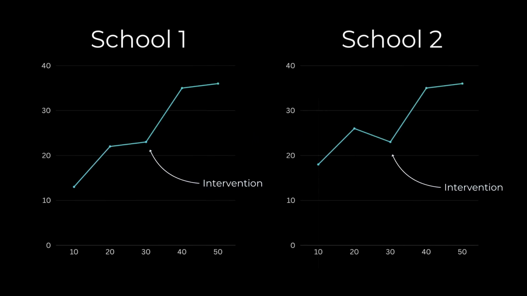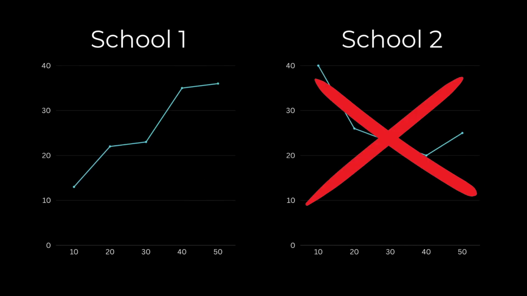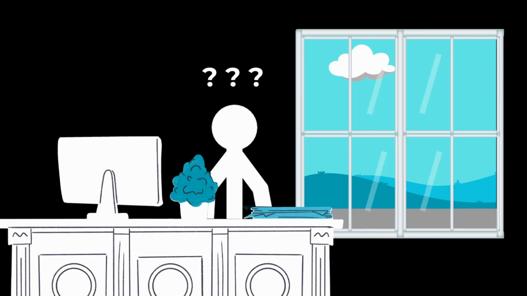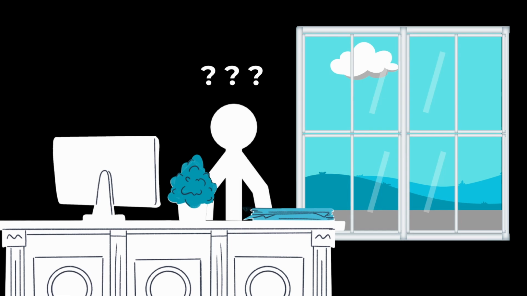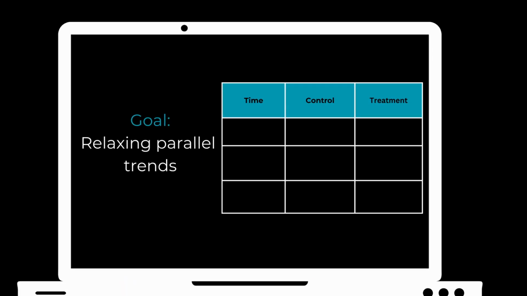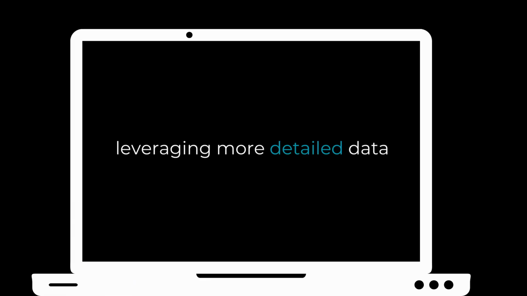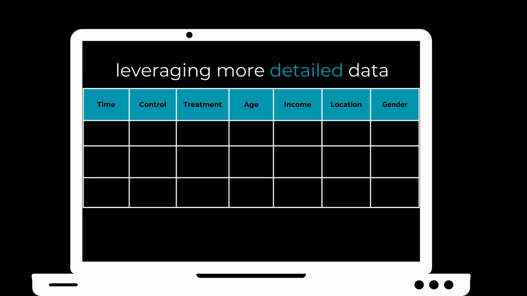It's important to note that difference in differences has some limitations. The method relies on the assumption of parallel trends, that without the intervention, both groups would have followed similar paths in the outcome. If this assumption doesn't hold, the results can be misleading. Therefore, researchers often use additional methods to ensure the findings are accurate. In fact, at the forefront of econometric research are studies that aim to relax the parallel trends assumption by leveraging more detailed data and employing more sophisticated methods.